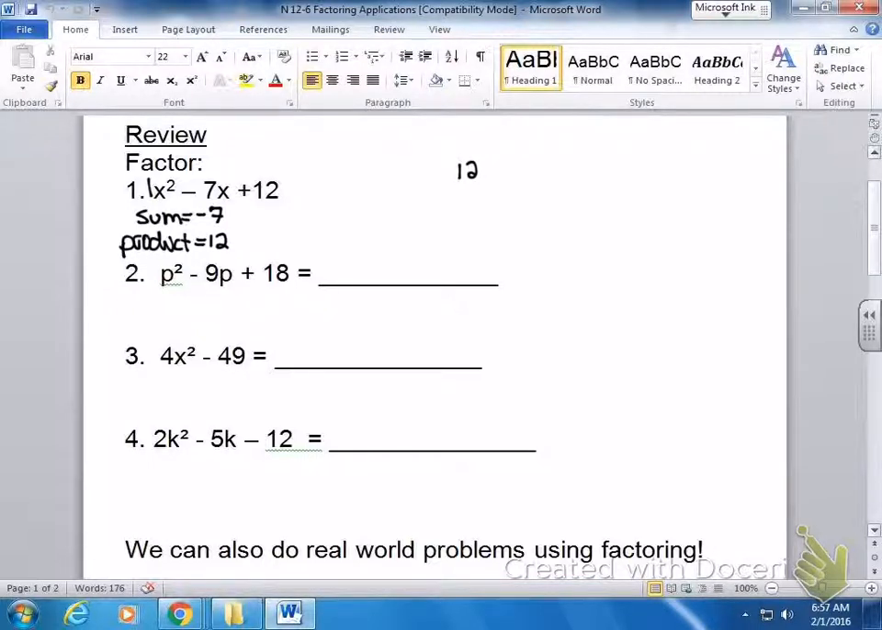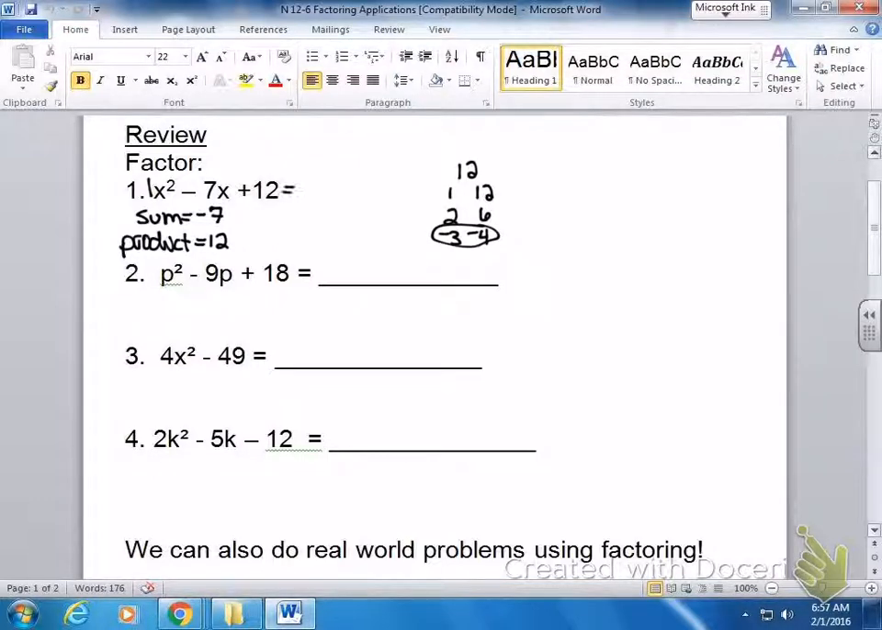So we need to break down 12 and see if we can get some factors that add up to negative 7. So we have 1 and 12, but there's no way that's going to work. 2 and 6, still, even if both of them are negative, it's not going to work. And then we get to 3 and 4. Now, none of those will work if we add them together as it is, but since it's a positive product, both terms could be negative. So if I have negative 3 and negative 4, I get negative 7.